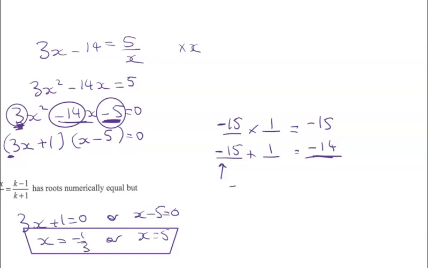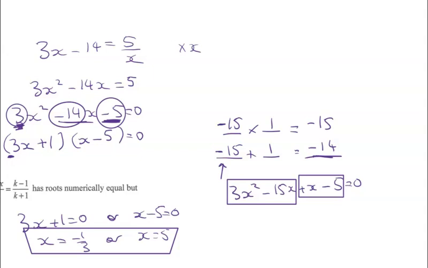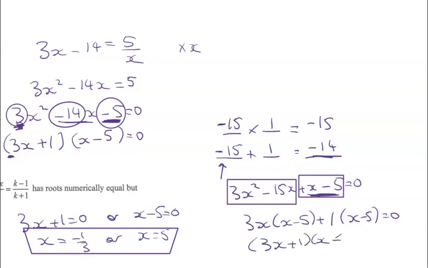That means that I can split that up into 3x squared minus 15x plus x minus 5 equals 0. The next thing to do is just to factorize it in 2 steps. So here we're going to get 3x times x minus 5 plus no obvious common factor, so it's plus 1 times x minus 5 equals 0, and we get back to what we had before.